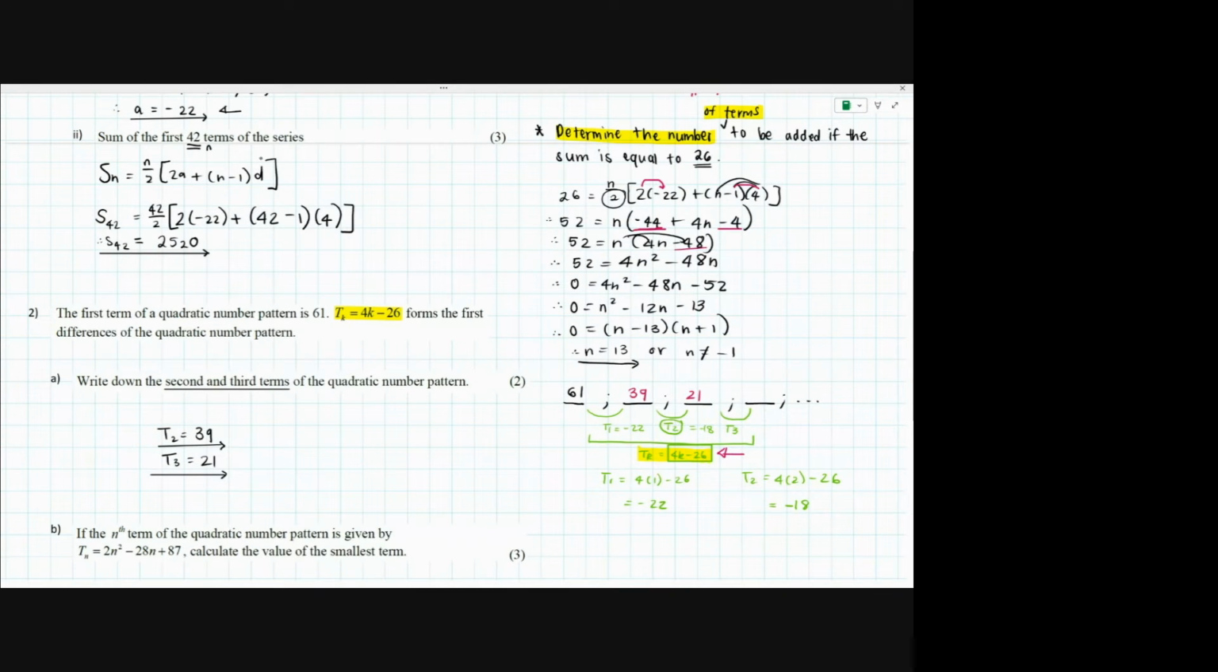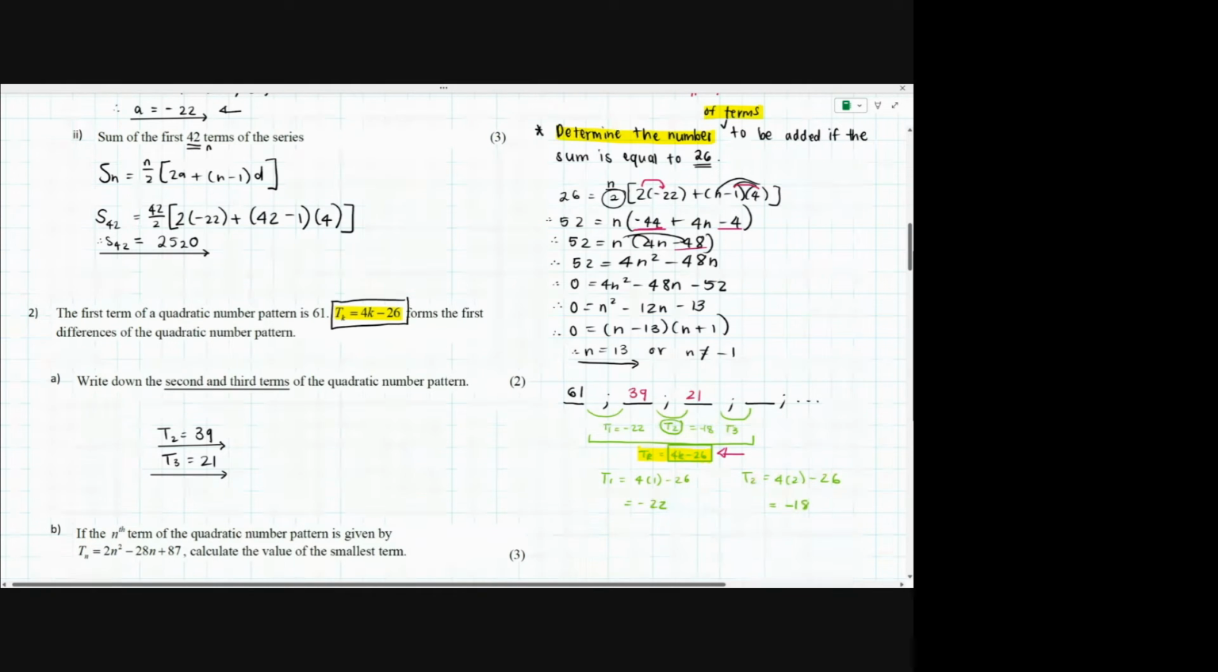I don't understand. Okay, you need to tell me what you don't understand so that I know where I need to explain. From the start, ma'am. Okay, no, which part? Ma'am, how did you get the 39? Okay, so as I explained here, remember this Tk equals 4k minus 26 gives me the rule for my first differences. That's what it says here. It's the rule for my first differences. So I need to figure out what I need to add or subtract from 61 to get term 2. Do you agree with that?